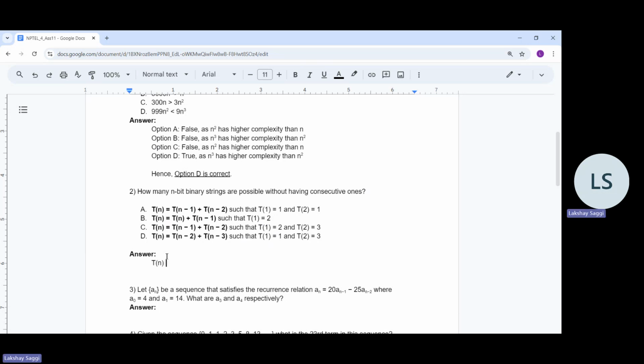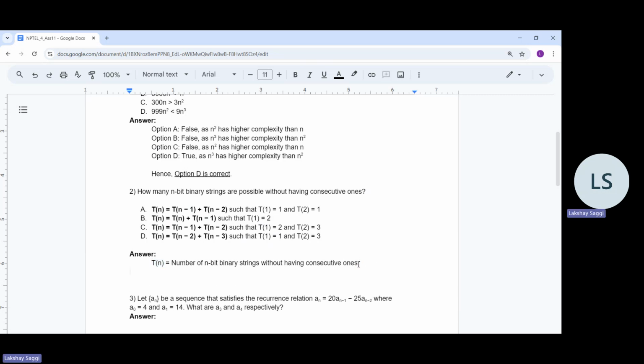So let T of n denote the number of n-bit binary strings without consecutive ones. This is the number whose recursive relation we need to find. It's easy to look at the base cases first. Suppose we want to find the value of T of 1. T of 1 denotes the number of 1-bit binary strings which do not have any consecutive ones.